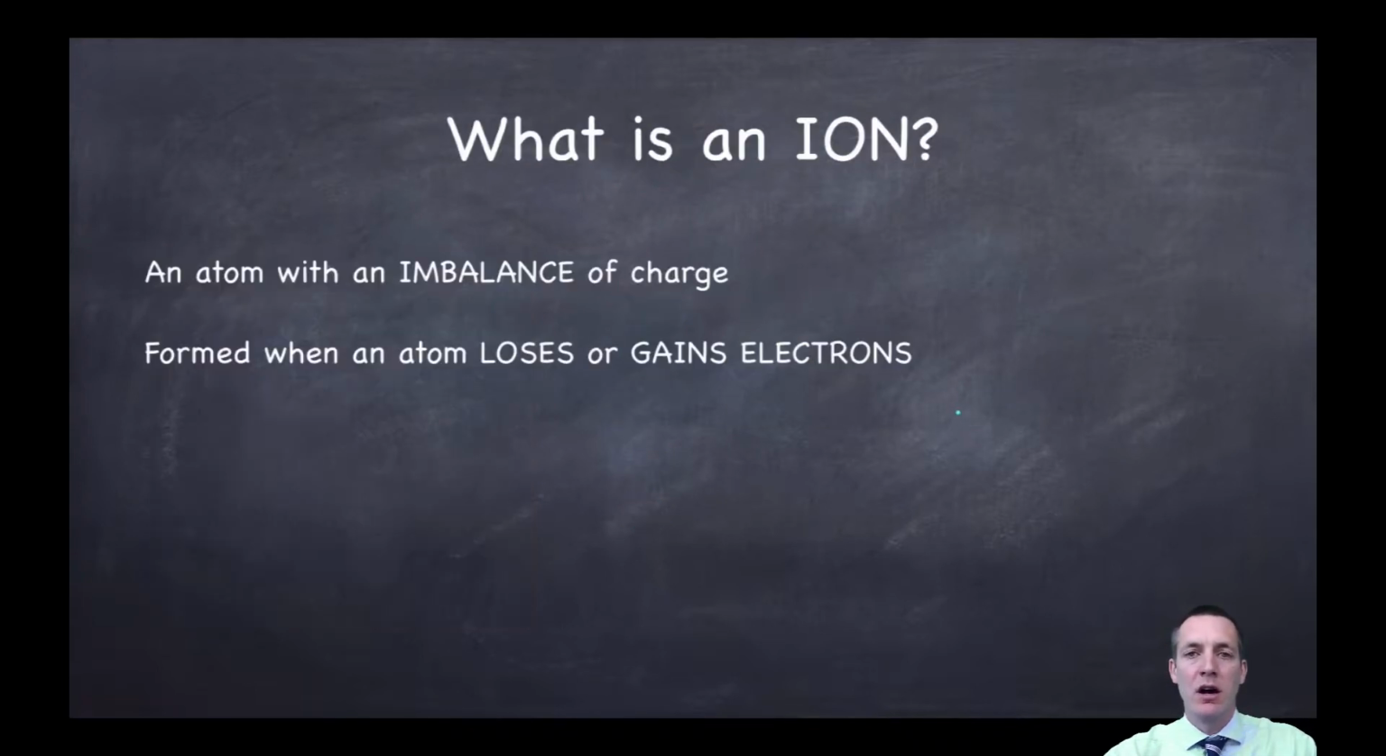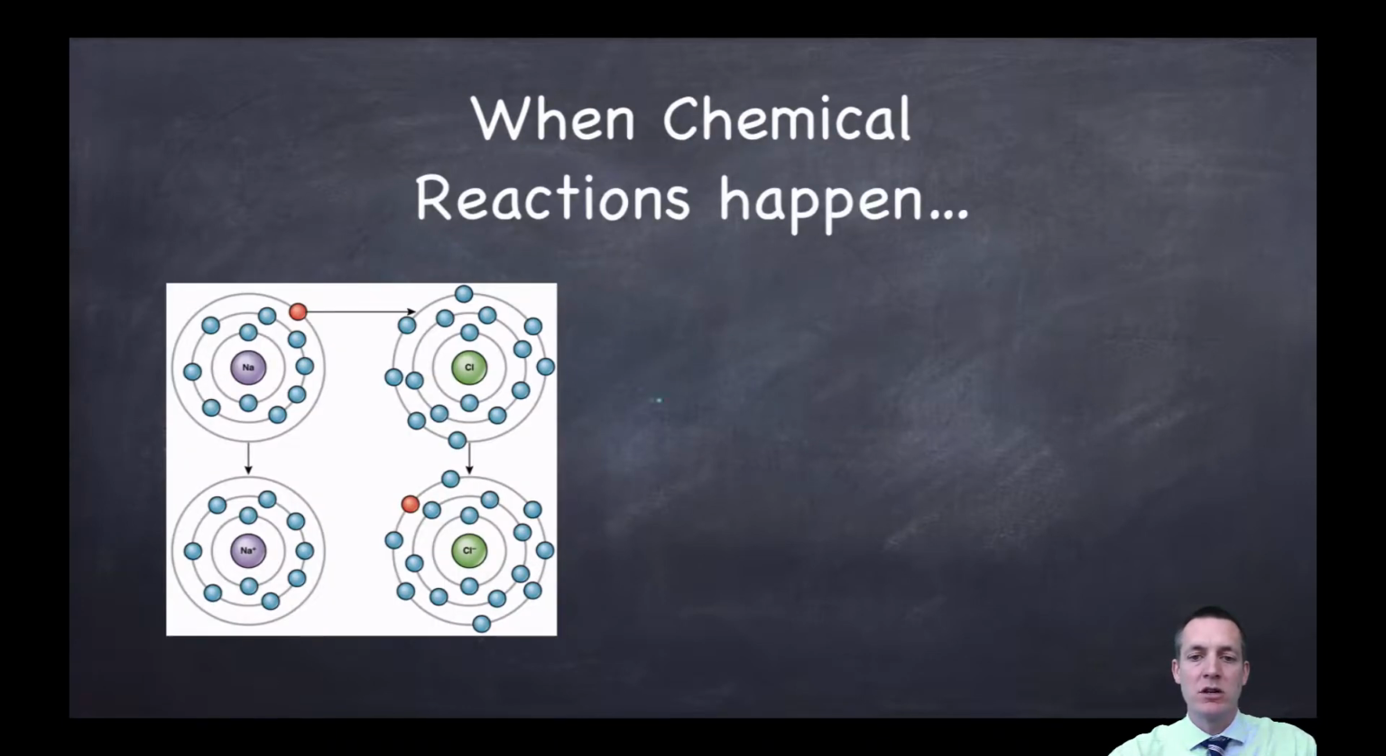But in an ion, and here comes quite an important definition, there's an imbalance of charge, and that comes about because atoms lose or gain electrons in chemical reactions. Okay, so an ion is a particle that has an imbalance of charge as a result of an atom losing or gaining electrons. Now you might think, well, atoms could lose or gain protons, couldn't they? And that would give us an imbalance of charge. Yes, but not in chemical reactions.